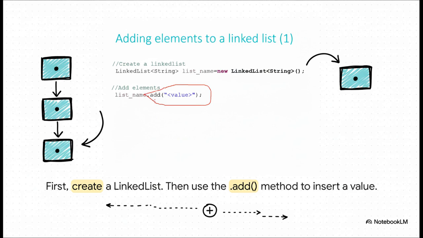So that first line of code, that's us creating a brand new empty linked list. We have to tell it what kind of data it's going to hold. In this case, it's a string. Then to pop our first element in, we just use the super simple .add method. That's it. It tacks our new value right onto the end of the list.